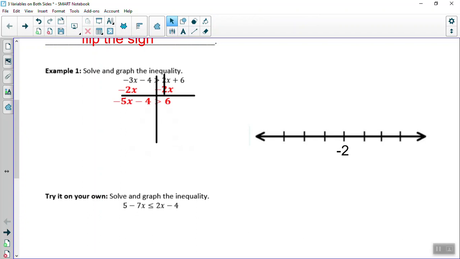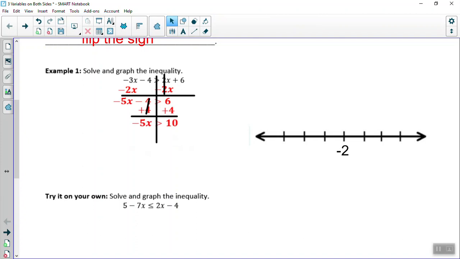Now I need to isolate this. I need to get this minus 4 over here with the 6. To do that, I'm going to add 4 to both sides, which cancels these 4's out. So now I'm left with negative 5x is greater than 10.